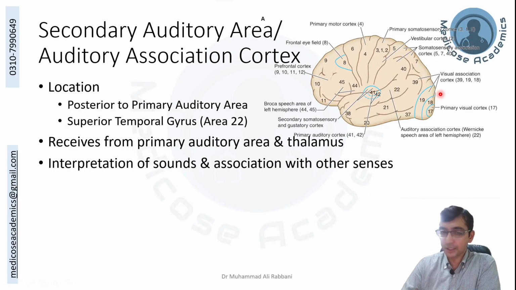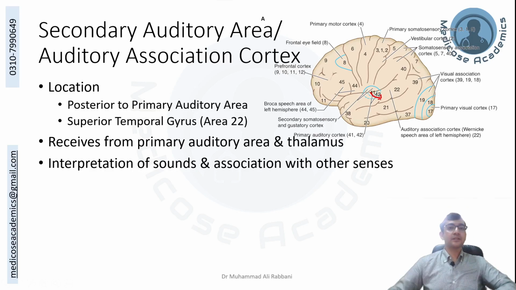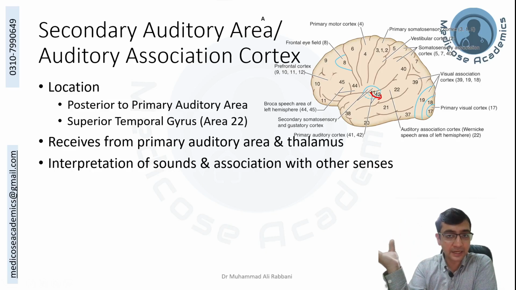Then there is the association area, and this is area 22. This area is responsible for receiving the signals from the primary area, associating them with past experiences, and interpreting them into something meaningful.